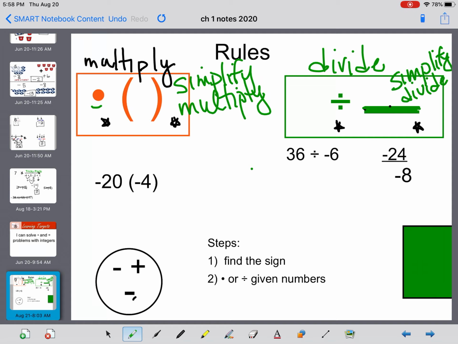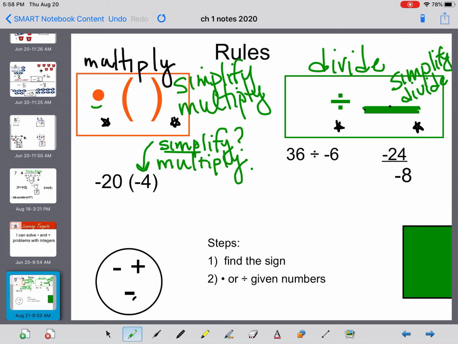And so let's work through some of these problems right here. I have parentheses, so I know it's multiply, but I'm also going to check and see, is there anything that I need to simplify? Is there anything in there? Well, this is just a -4, so no. So if there's nothing to simplify, I can move on and just do the multiplying.